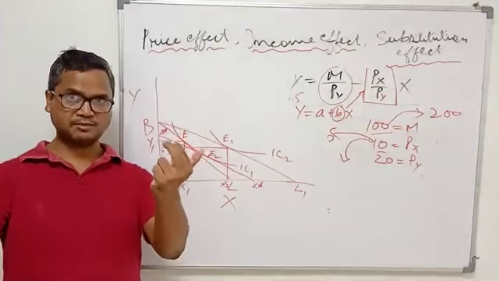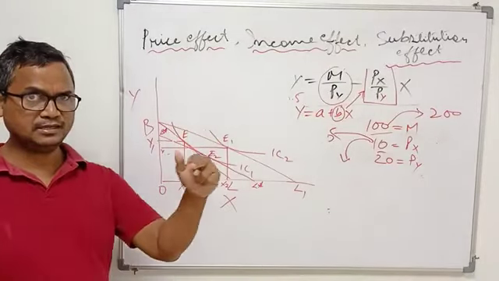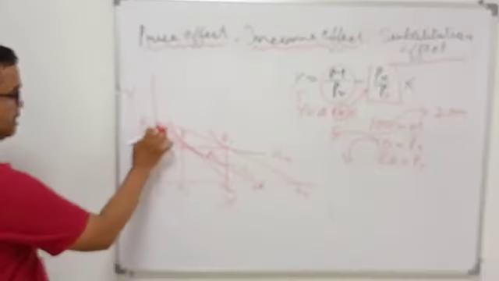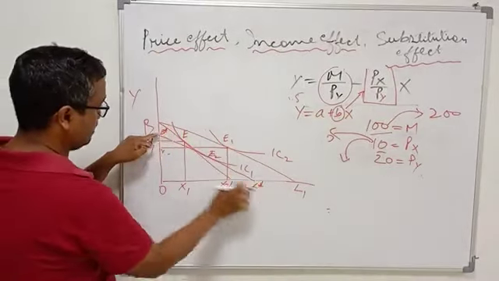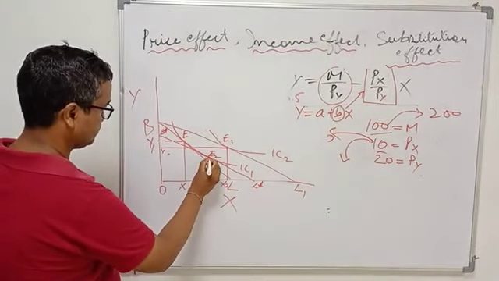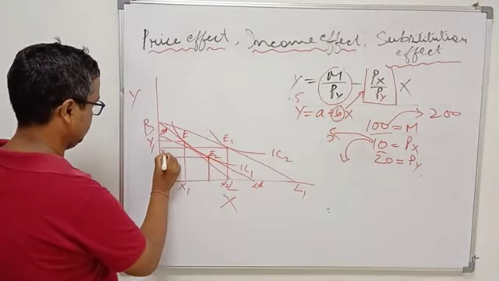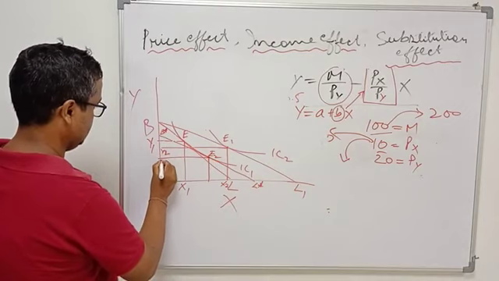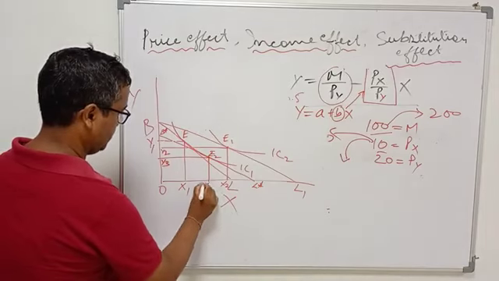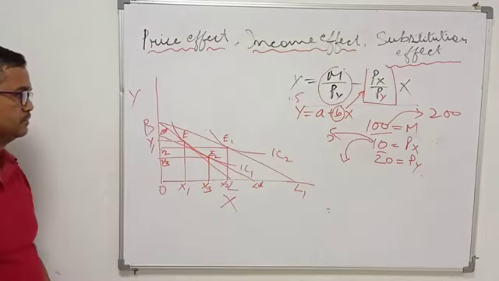So when we are taking away money from the consumer, obviously his income will come down. So the budget line comes down from BL1 to B star L star. In this situation, what happens? The consumer is purchasing OY3 of Y good and OX3 of X good.